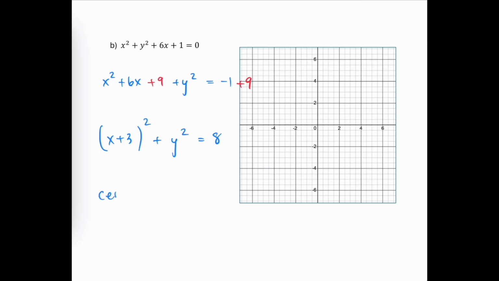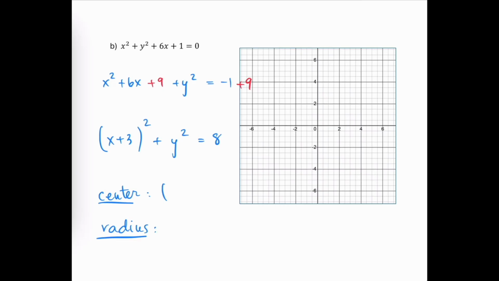Now we have the equation of our circle written in the standard form, so we can extract the center and the radius from it. Remember, the x-coordinate of the center is going to be the opposite of what we see inside here, so negative 3. And y squared is the same thing as y minus 0 squared, which tells us that 0 is the y-coordinate of the center. Now remember, this quantity here is the radius squared.